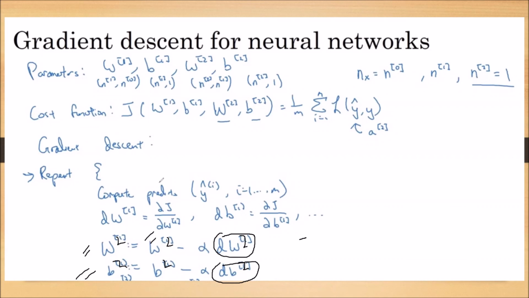In the forward propagation, we are calculating the predicted output. In the back propagation, we are calculating dW and dB. And finally, we are applying this dW and dB in the gradient descent.